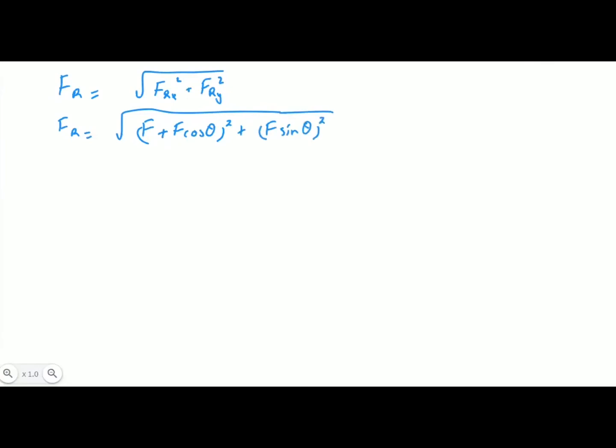So we replace this with F as well, and here we have to use the whole square formula, since F plus F cos theta is going to make A plus B whole square, and A plus B whole square is equal to A square plus B square plus 2AB. So applying this formula, we open this up.